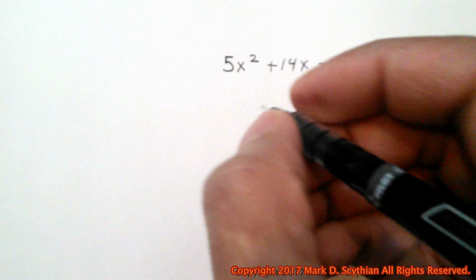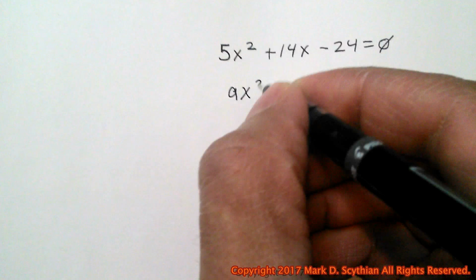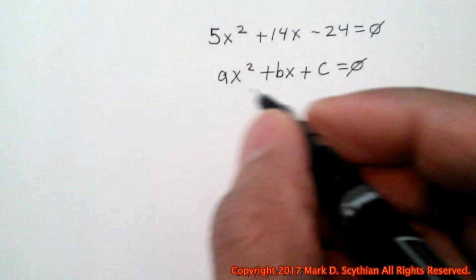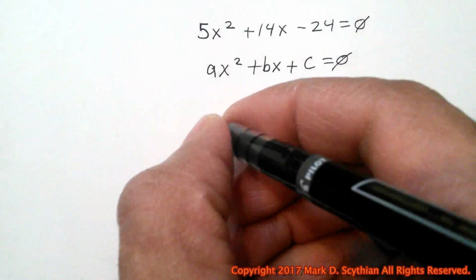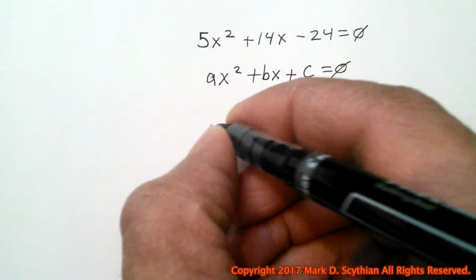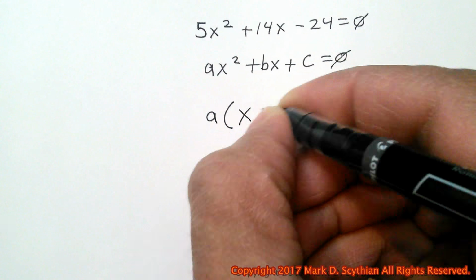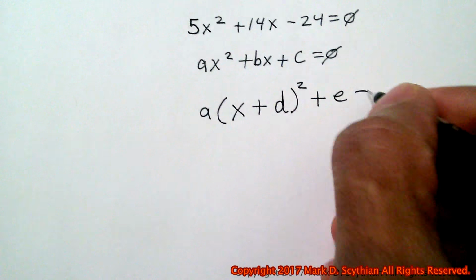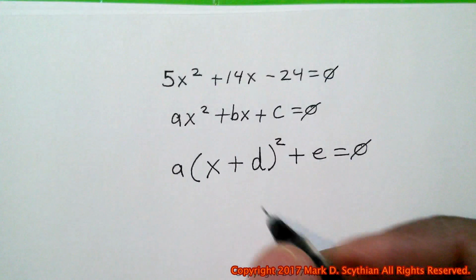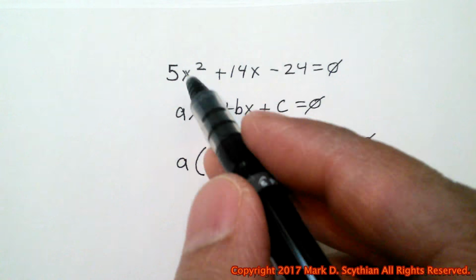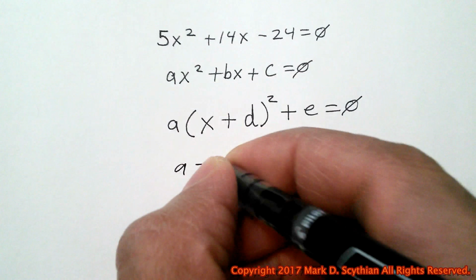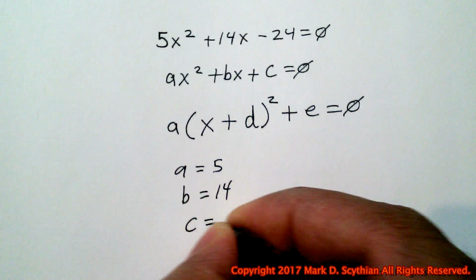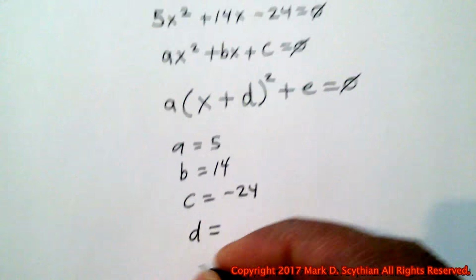What you're going to want to do is, of course, this is written in standard form, which is ax squared plus bx plus c is equal to 0. The format you're going to want to memorize for vertex form is a times the parentheses of x plus d squared plus e is equal to 0. And we know that a, b, and c are equal to 5, 14, and -24 respectively. So we just enter those in, 5, 14, -24. But we also have to calculate what d and e are.